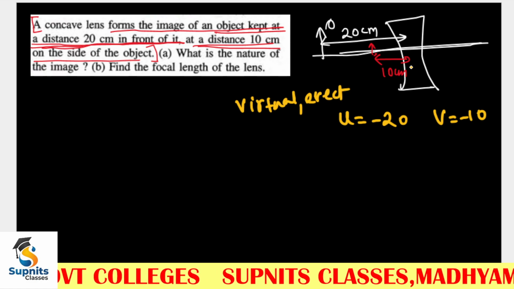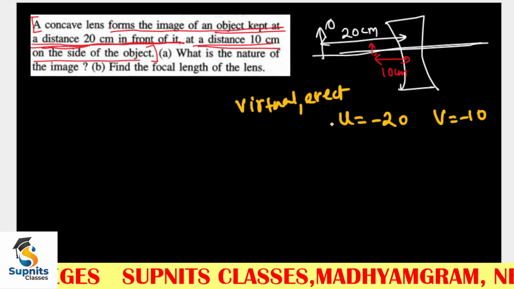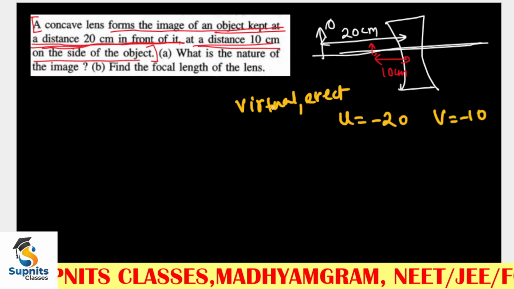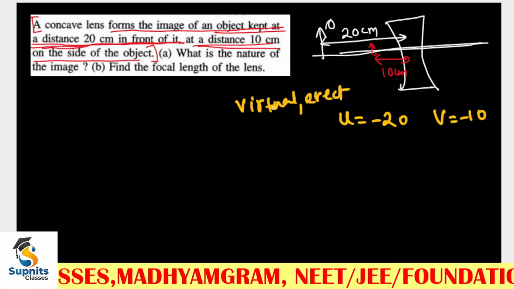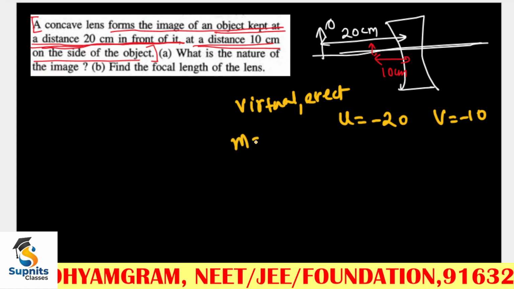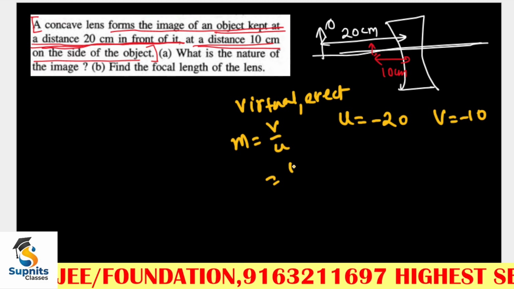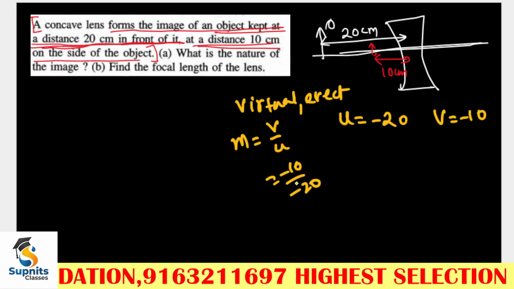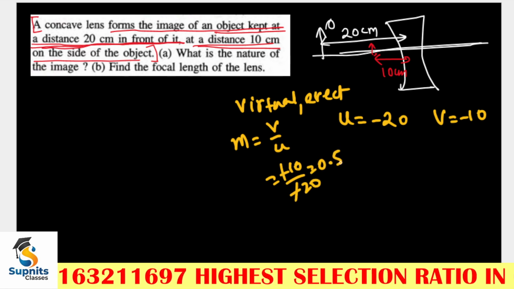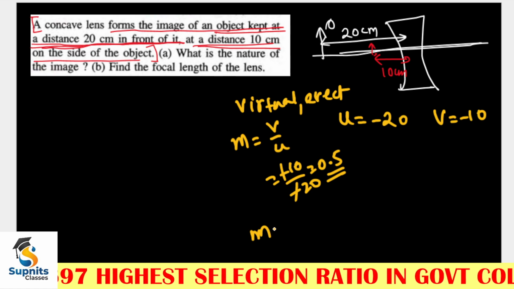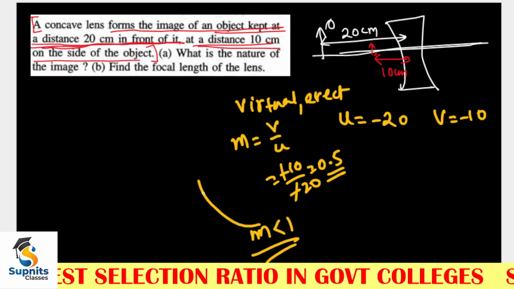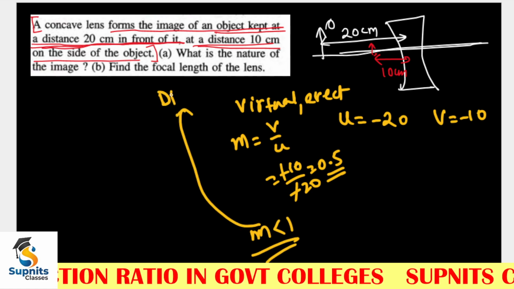and as it is a concave lens, at this point of time I cannot mathematically say whether it is diminished or not, but definitely I can use the formula which says magnification is equal to v by u, which will give me minus 10 by minus 20, minus minus cancels out, 0.5. So definitely as magnification is less than 1, I can say the image is diminished.